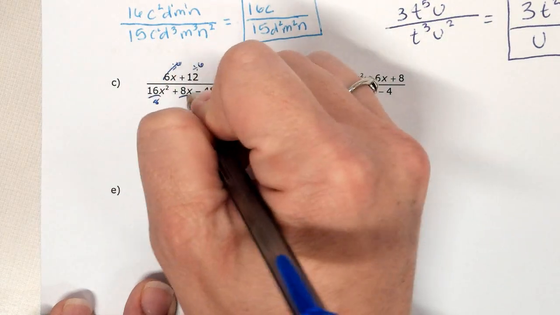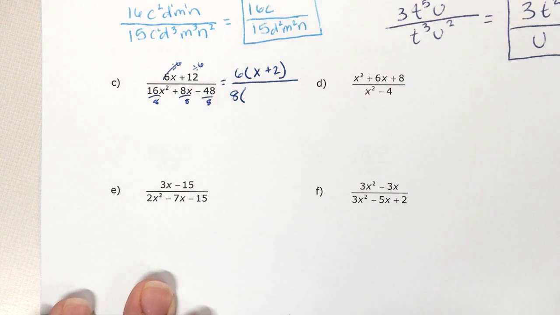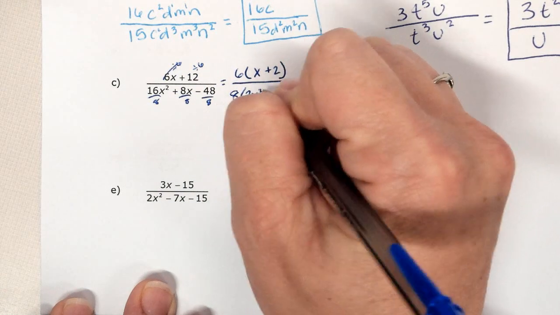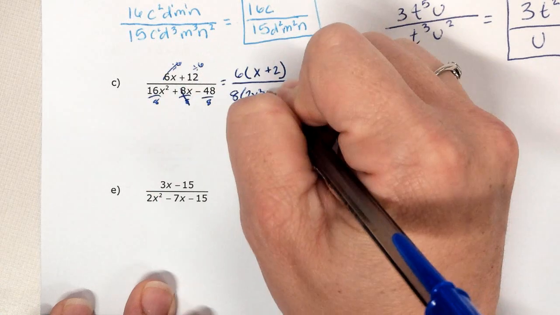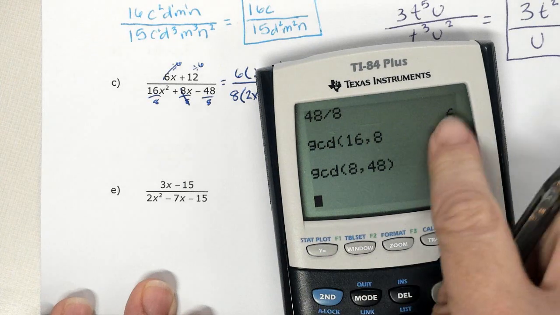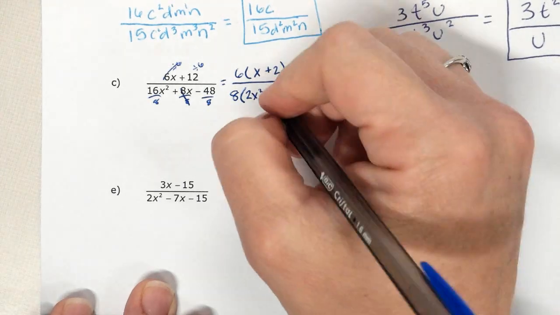So divide, divide, divide. Top I can't really do as fractions, that's why I wrote that. 16 divided by 8 is 2. 8's cancel, so plus x. Negative 48 divided by 8, I just typed in my calculator, gave me 6. So that's minus 6.